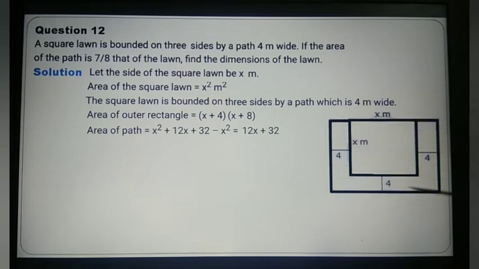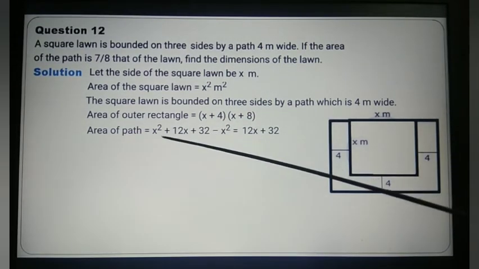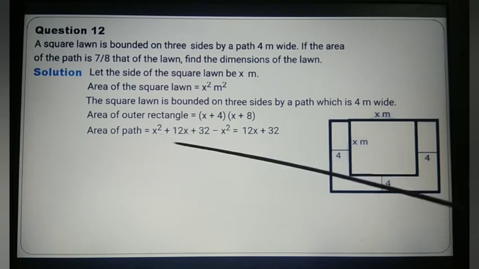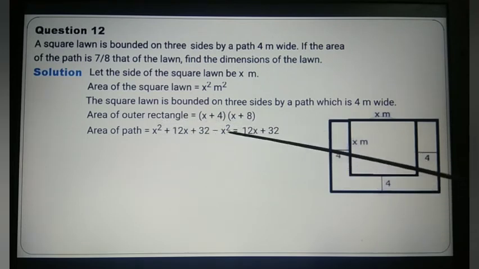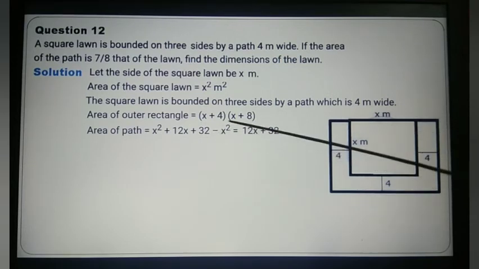Okay, now the area of the path. So the area of this path will be equal to the area of the outer rectangle minus this one. What is the area of the outer rectangle? It is this much. When you simplify it, you have to get this much. You will check this by yourself. Minus x square, because we have to subtract the area of the square as well to find the area of the path. So the area of the path will be the area of the rectangle minus the area of the square, which is x square.